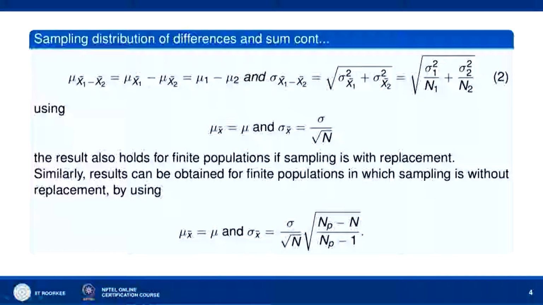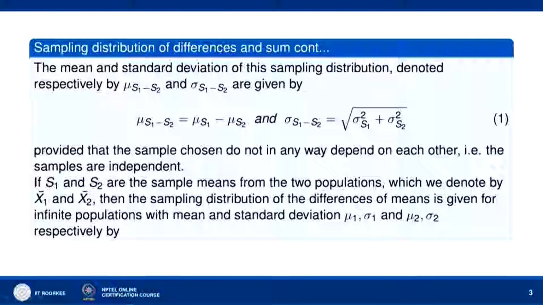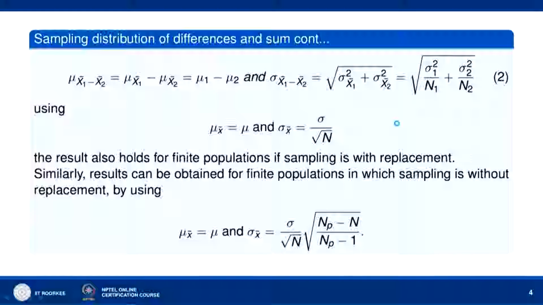Now, these formulas, mu x1 bar minus x2 bar equal to mu x1 bar minus mu x2 bar, follow from mu S1 minus S2 equal to mu S1 minus mu S2. So S1 is x1 bar, S2 is x2 bar. So we have mu x1 bar minus x2 bar equal to mu x1 bar minus mu x2 bar, and sigma x1 bar minus x2 bar equal to square root of sigma x1 bar square plus sigma x2 bar square.